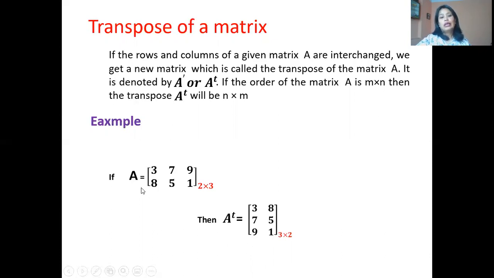So, if rows and columns of a matrix are interchanged, then it forms a new matrix, which is the transpose. Look here, its order is 2 by 3. A has the order 2 by 3 and A transpose has the order 3 by 2. So this is the transpose of a matrix.